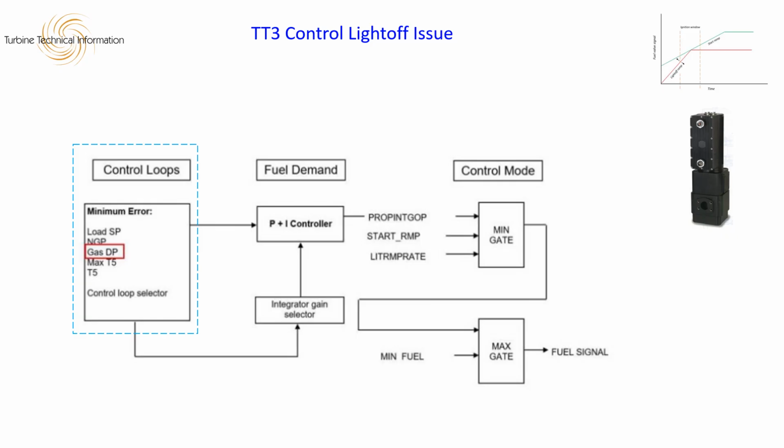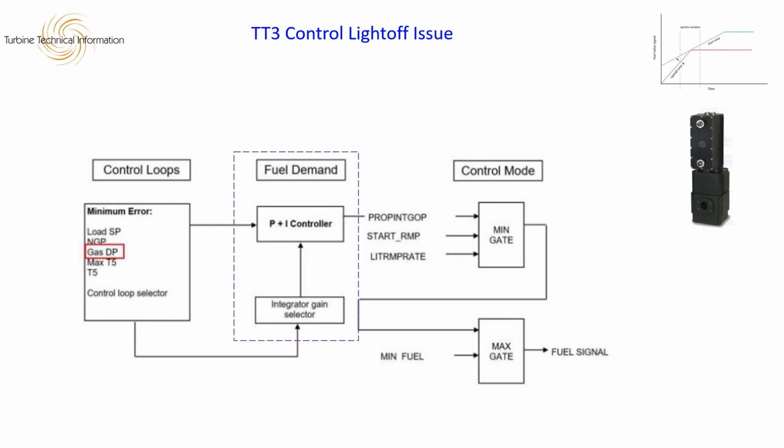The minimum error makes that selection. It looks at the difference between the set points of each of the 5 signals trying to control the valve, and their current operating points. This creates an error for each of the 5 signals. The control system passes the signal with the minimum error to the P&I controller block.